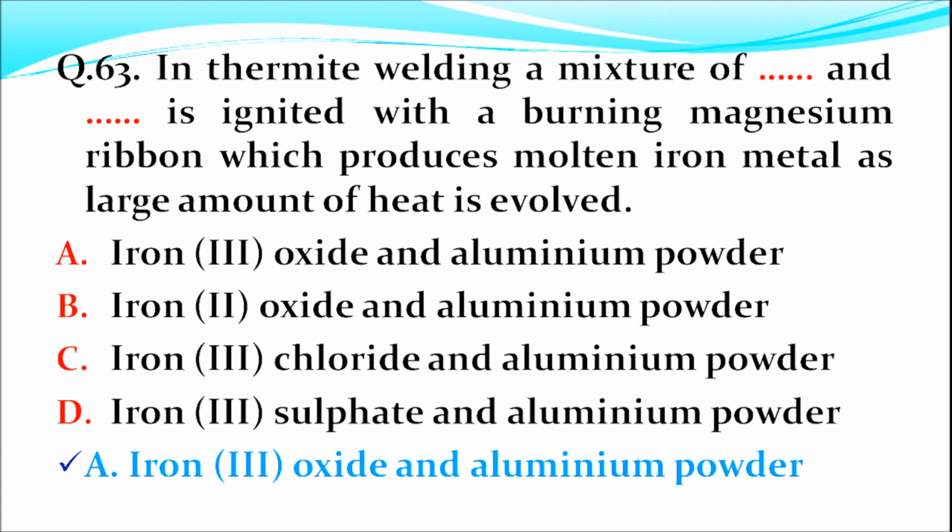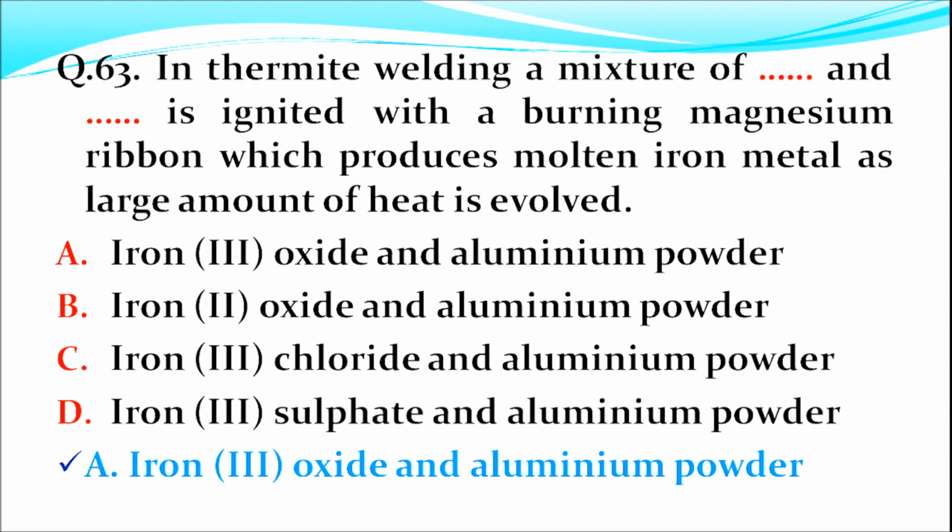Next question. In thermite welding, a mixture of ____ and ____ is ignited with a burning magnesium ribbon which produces molten iron metal as a large amount of heat is evolved. Option A iron(III) oxide and aluminum powder. Option B iron(II) oxide and aluminum powder. Option C iron(III) chloride and aluminum powder. Option D iron(III) sulfate and aluminum powder. Correct answer is option A, iron(III) oxide and aluminum powder.